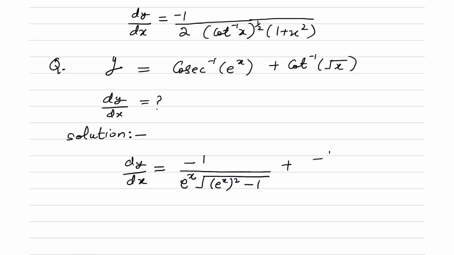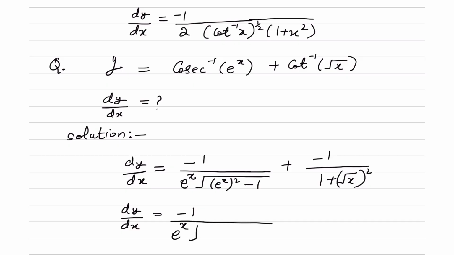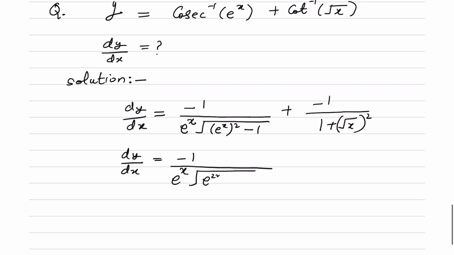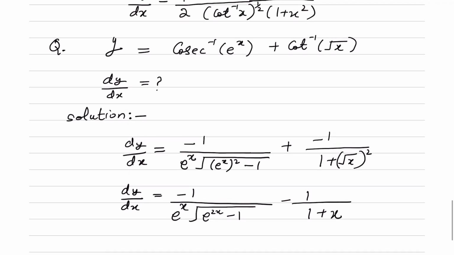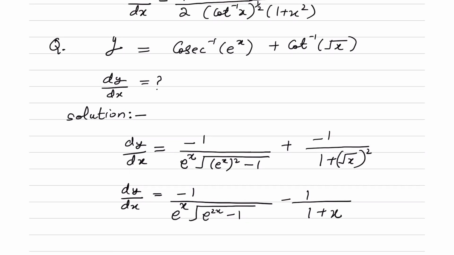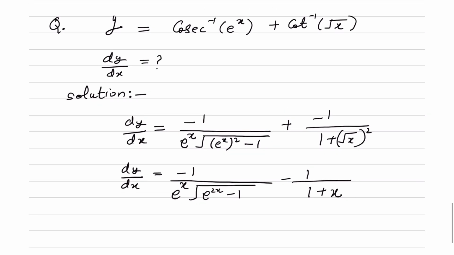So we have minus 1 over 1 plus the angle, its whole square. Let's simplify and we shall have minus 1 over e power x square root e power 2x minus 1, minus 1 over 1 plus x. So we had the function y equal to cosecant inverse e power x plus cot inverse square root x, and we have found the derivative by using the derivative of inverse trigonometric functions formulas.